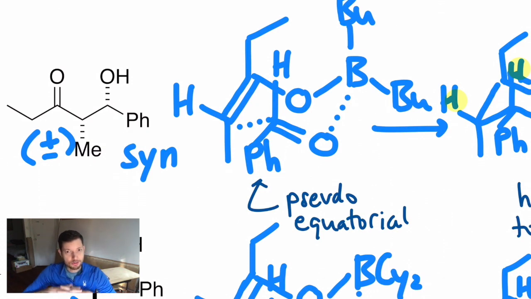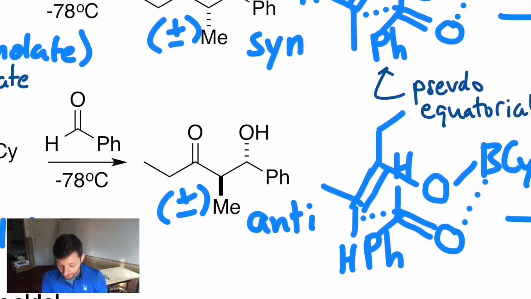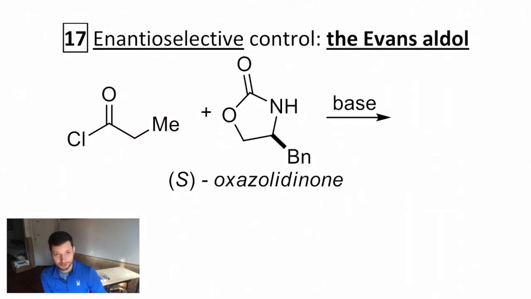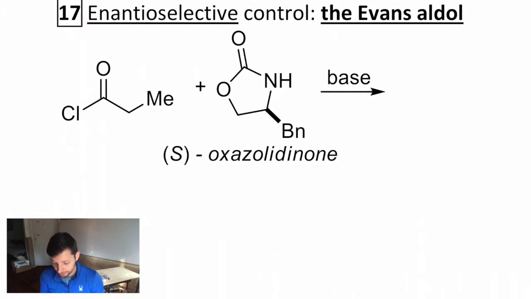Is there a way we could get just one of those enantiomers? Can we get enantioselective control? And the answer is yes, we can. There's a number of ways to do it, but one of the most well-known ones is called the Evans aldol. And the way you get this is you put chirality in the molecule ahead of time. You actually start with a chiral, not just chiral, but an enantiomerically enriched source of an enolate. And let me show how this works.